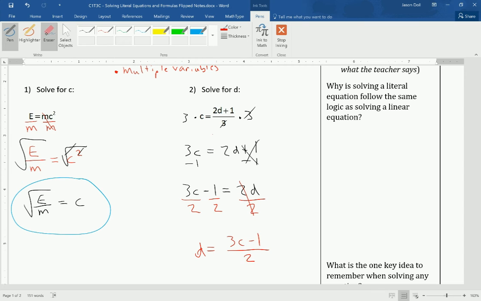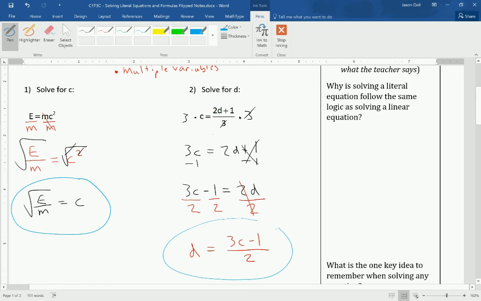over 2 there. I don't like the way I wrote my d, so I'm going to erase it, and I'm going to make it a little neater. There we go. All right, and so that right there is that equation solved for d.